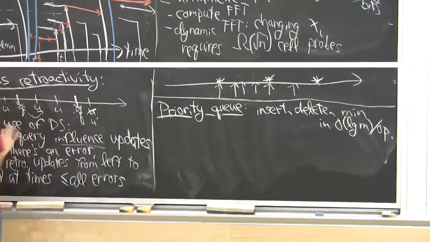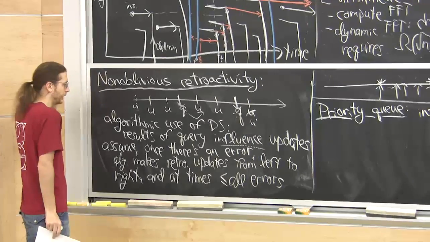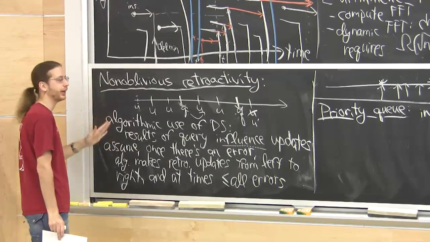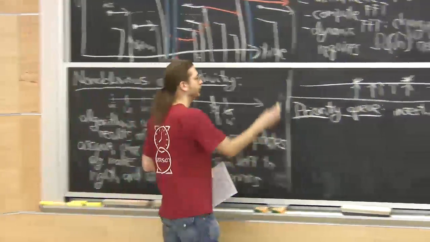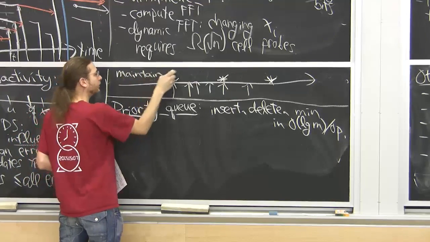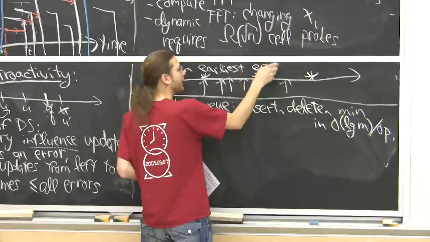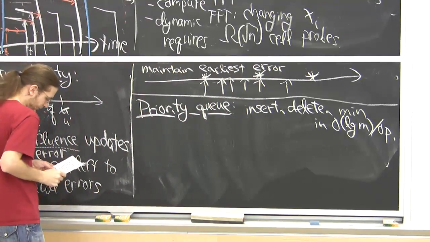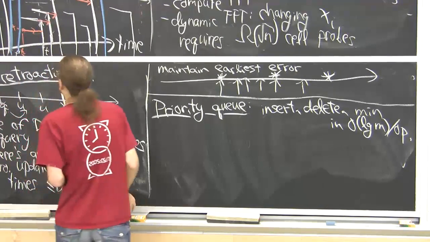Now there's no notion of full and partial. It's just non-oblivious retroactivity. I didn't write it here, but the data structure always maintains what is the earliest error currently. So maintain the earliest in time error. That error is a query that used to return one result, now returns a new result.